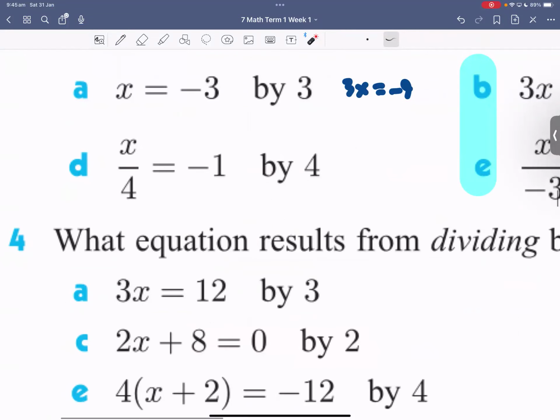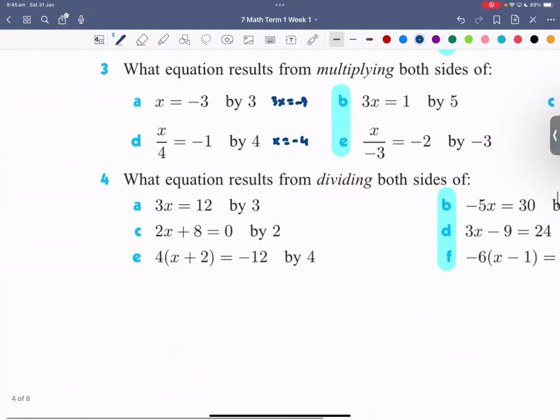What happens if I multiply both sides by 4? What happens if you do this side times 4? I'm sure everyone agrees that the 4 and the 4 just cross out if I times by 4. So what does this just become? X equals -4, because I have to times both sides by 4.